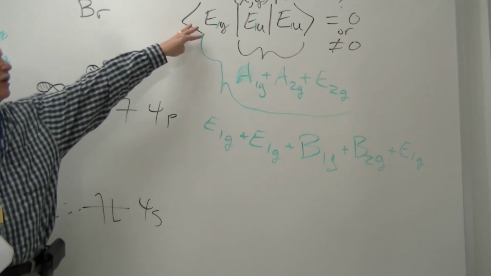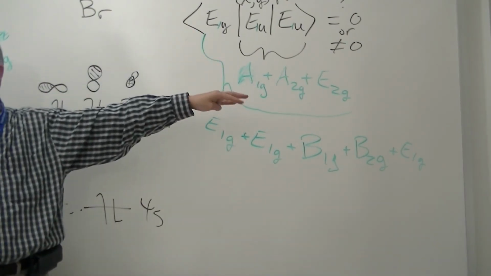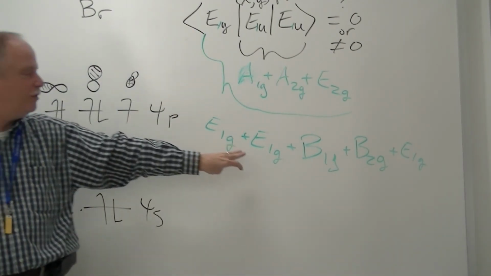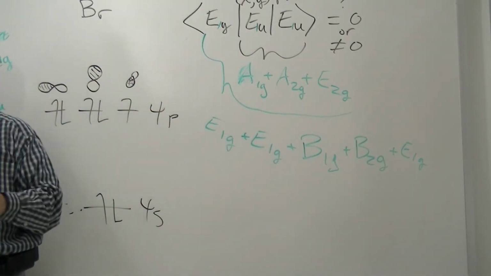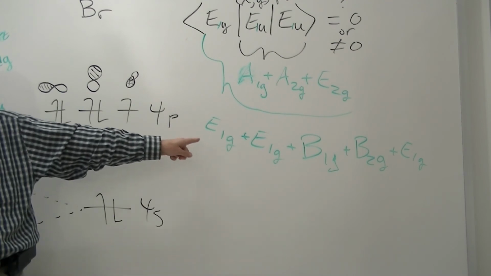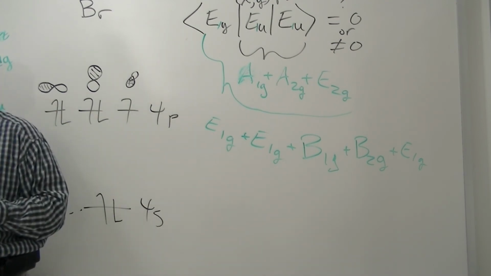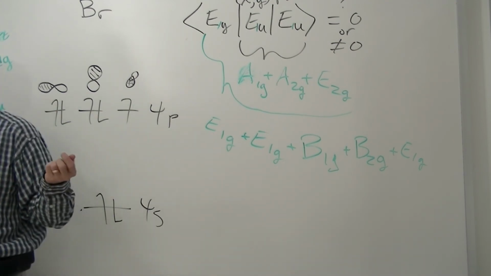And so I have something of order 2 times something of order 4. I should get something of order 8. I have 2, 4, 5, 6, 7, 8. That's kind of nice. You just kind of see that order. But I don't have A1G in there, do I? No. And if I don't see A1G, it's not allowed.